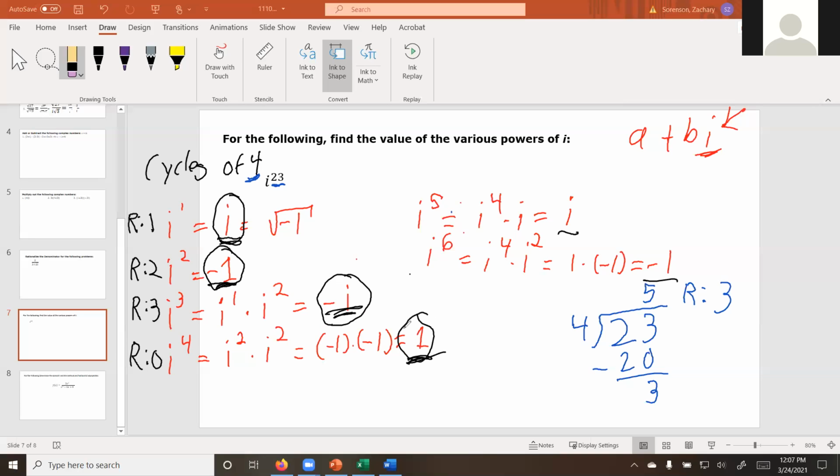My answer is 1. So that's the process: I divide my exponent by 4, I look at the remainder, and then I say, okay, these are my only possible values. I'm either going to get an i, a -1, a negative i, or a 1. Remainder is 3, so that's my answer.